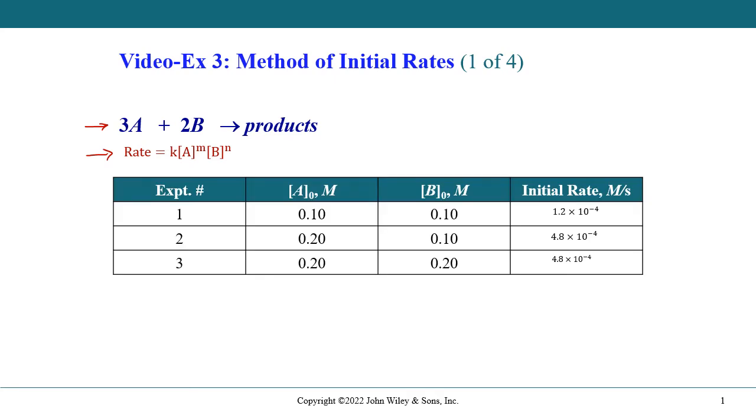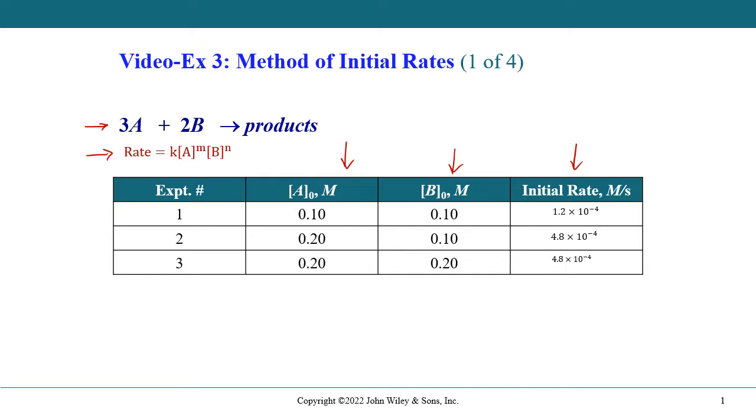Well, we need some experimental data, which we are seeing on the screen at the moment. We have 3 experiments where we vary the concentration of A, and we also vary the concentration of B, and at each experiment we determine the initial rate of the reaction.